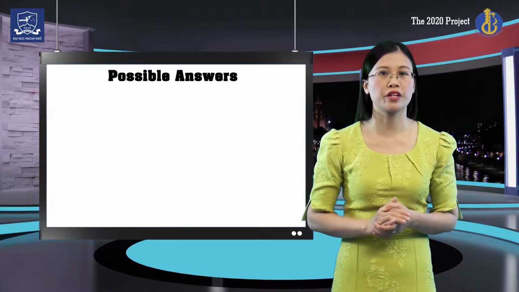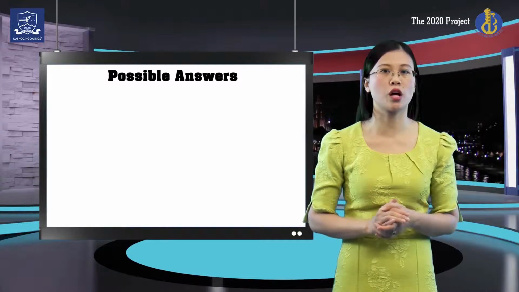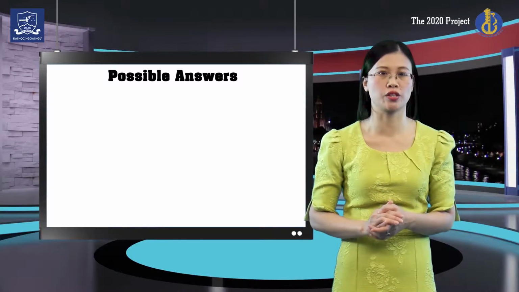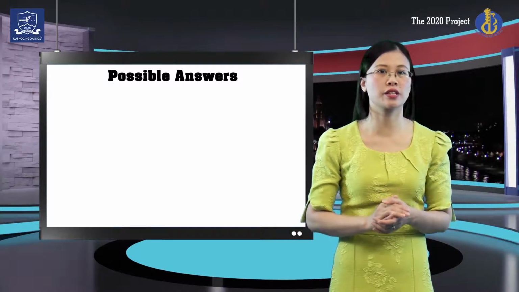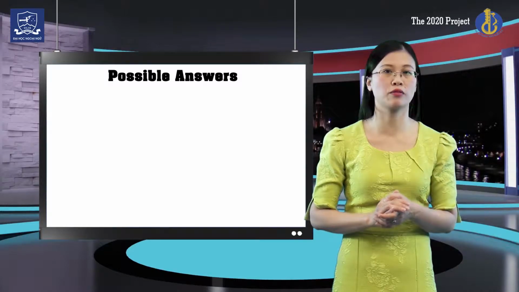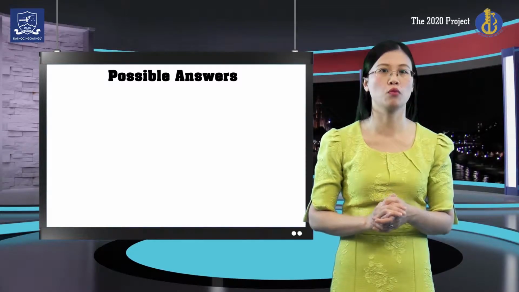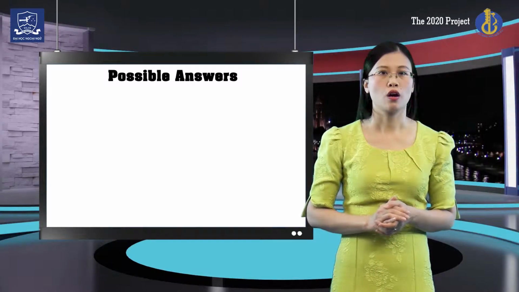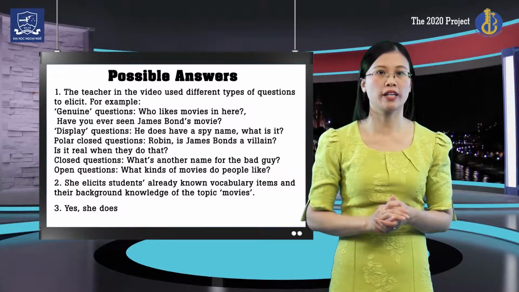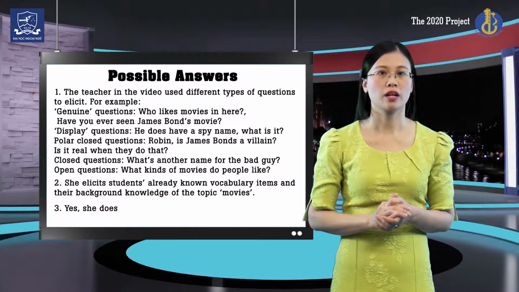Well, the previous video clip shows a good example of how to use different types of questions to elicit students' already known vocabulary items and their background knowledge of the topic movies. For genuine questions, she asked, "Who likes movies in here? Have you ever seen James Bond's movie?"